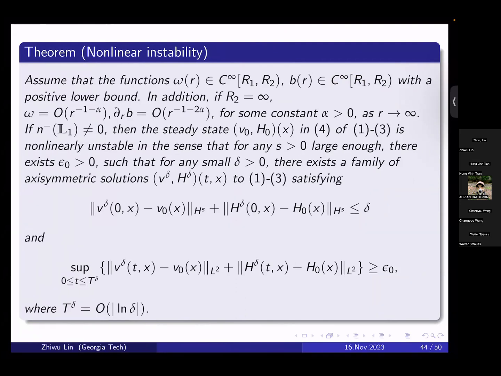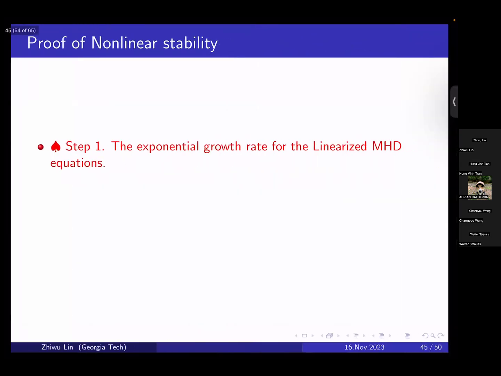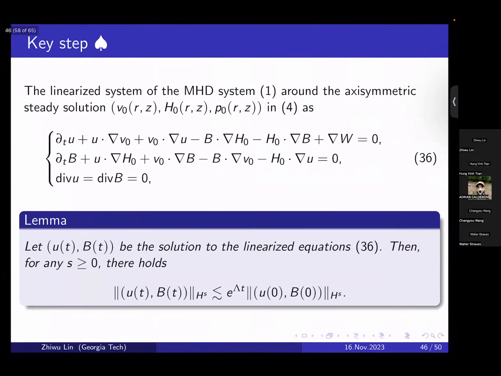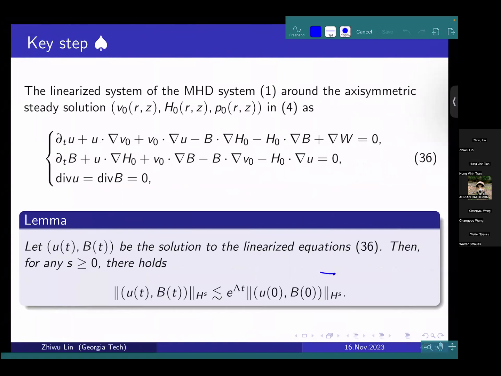Okay, so roughly speaking, that is the very rough idea. One important step is to construct those higher order approximate solutions. And for this construction, one important step is to get a semigroup estimate. So you need to show that for the linearized MHD equation, the solution has such a growth control.